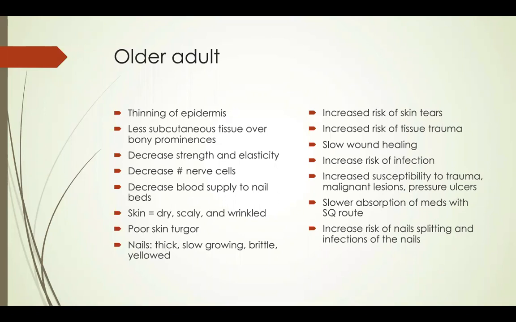So as a result, they're going to have those skin tears. They're going to have tissue trauma. If they do get a wound, it's not going to heal as quickly as in other people. They're more likely to get an infection in a wound or in their skin. They're more susceptible. They have more damage when they have trauma. They're more likely to have malignant lesions, cancerous lesions, as people get older. They're more likely to have pressure injuries.